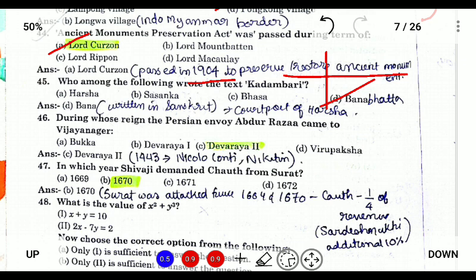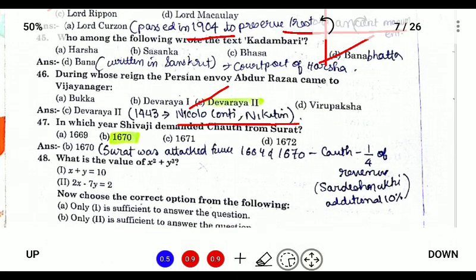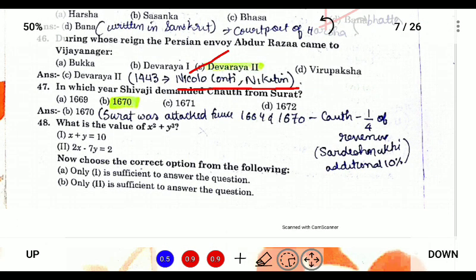Next, during whose reign did the Persian envoy Abdul Razak come to Vijayanagar? So during the reign of Deva Raya II, Abdul Razak visited, and also Niccolo Conti and Nikitin visited during Deva Raya II. In which year did Shivaji demand Chauth from Surat?